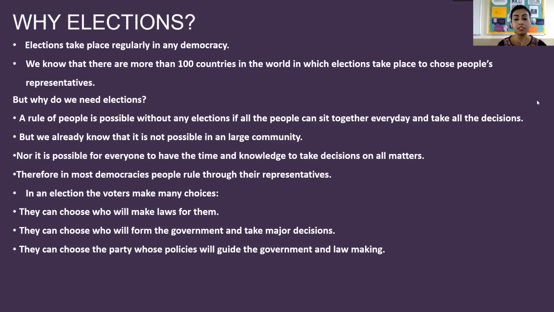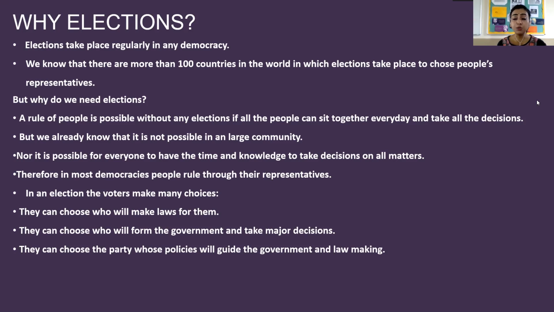Now why do we need elections? Because election gives us the opportunity to choose. As we know, when we go for voting, there is not only one person. Different leaders will be there, different people from different political parties, and you will have to choose one. So it gives us the option of choosing whom you want to make your leader.